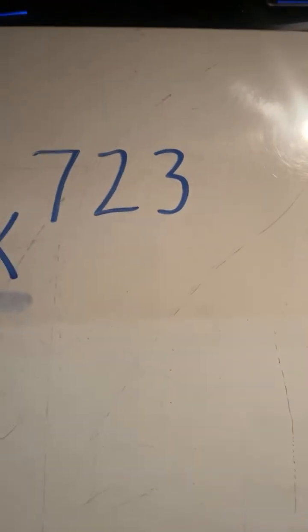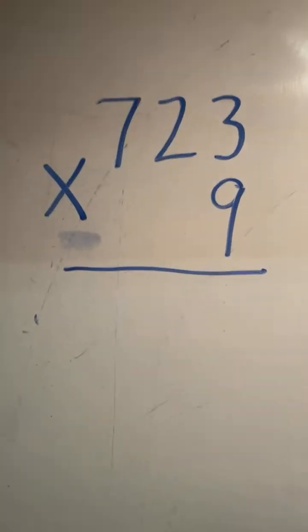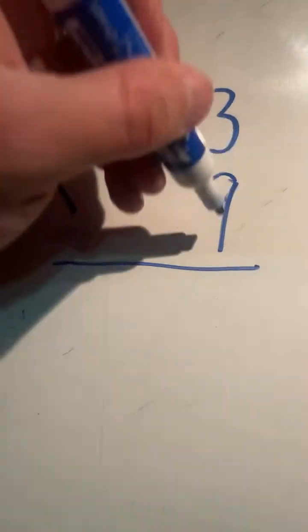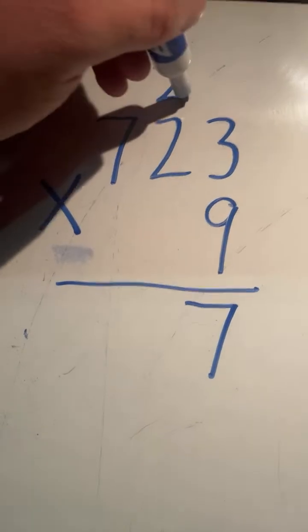Alright, next example. 723 times 9. So again, we multiply in the ones place to start. 3 times 9 equals 27. 7. Carry the 2.